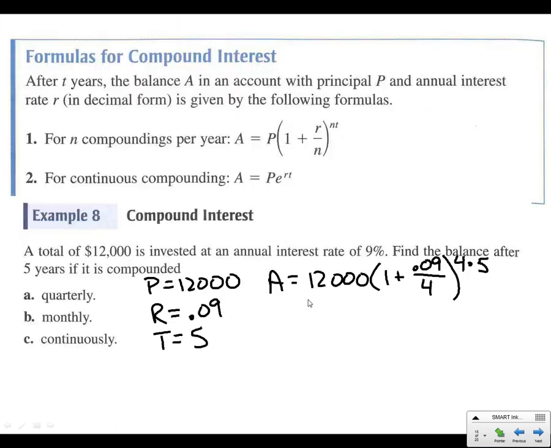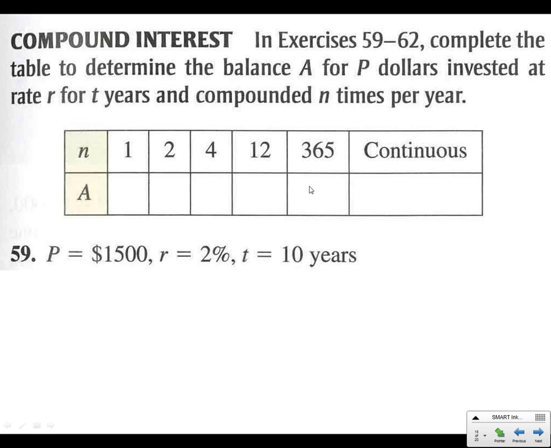All right, so we could do the same thing with the monthly. 12 would be our n, and then continuously, we would just plug it in here. All right? Go ahead and see what you would get for 59. Try it with the same thing.